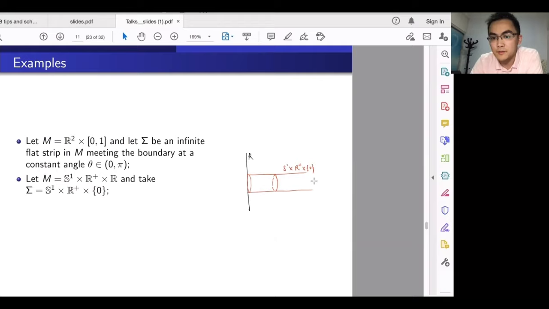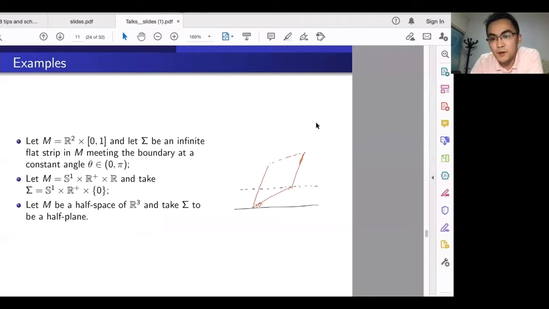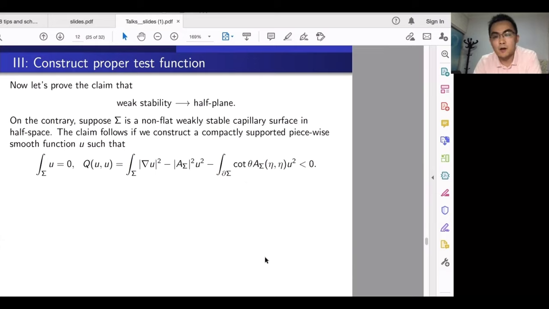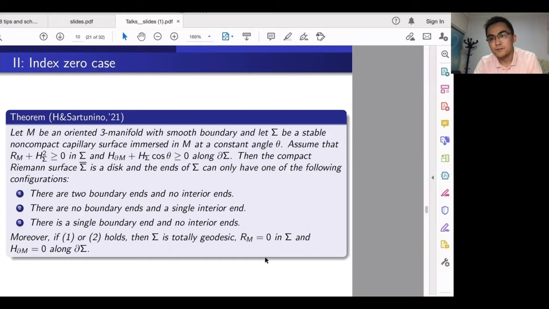And the third case is a half plane in a half space. You can imagine this is the upper half space of R3, and the surface is a half plane intersecting the boundary of the half space at a constant angle theta. This surface has zero index, and it is a topological disk with one boundary puncture. So each possibility in this theorem can occur. Now we have understood the index zero case. Let's move on to the third step.